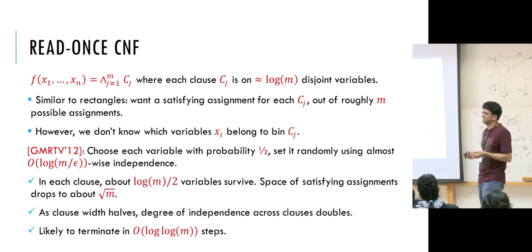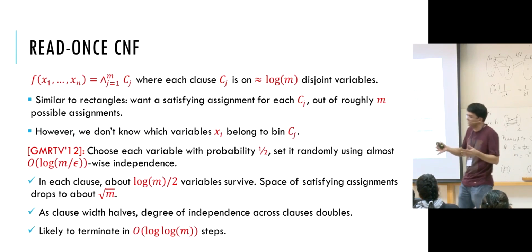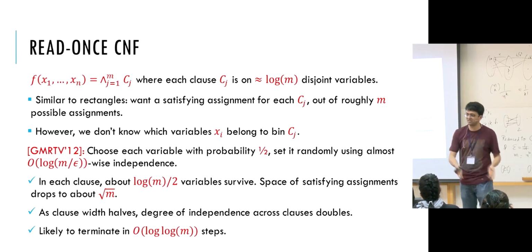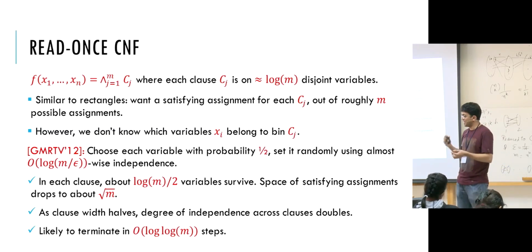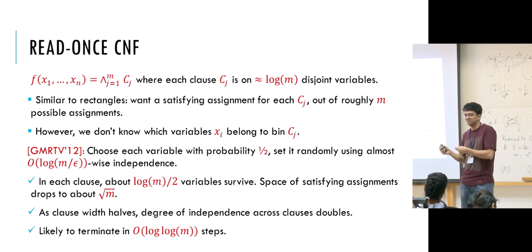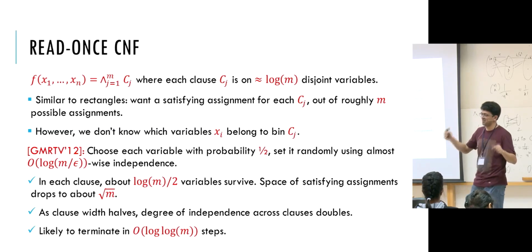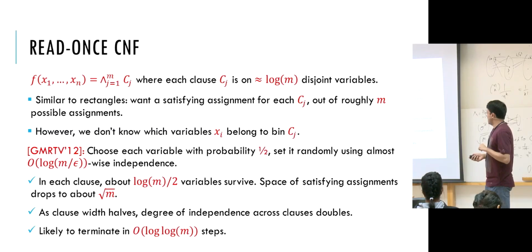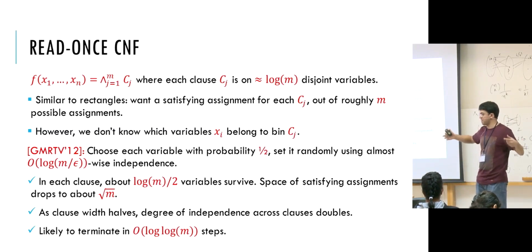And this basically has the desired effect because sure, I don't know exactly which variables participate in clause 1, but I'm pretty sure that when I do this, I'll set about half of them, right? And then I'm setting these randomly. So it's kind of like I'm sampling a random subset of size roughly root m from the satisfying assignments. I don't have pairwise independence maybe, but you can hope that, at least from a very high level, it seems like you're doing the right thing, right?